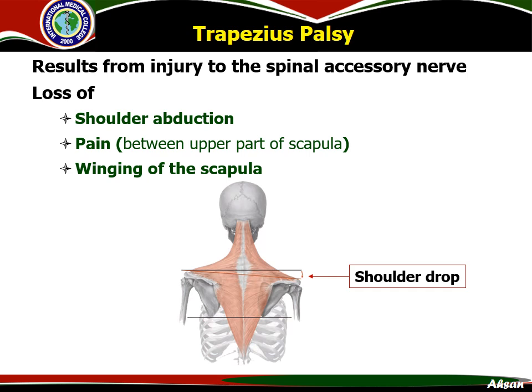Winging is mostly observed with paralysis of the serratus anterior muscle, but to some extent the medial border is winged up because of the paralysis of the trapezius muscle.